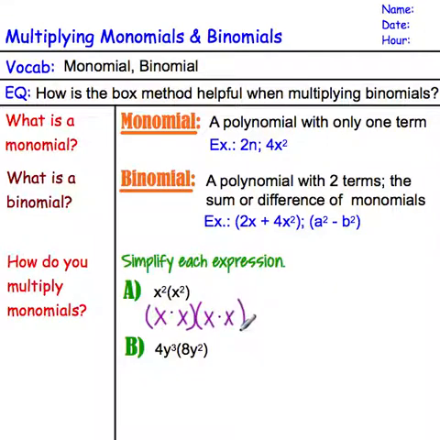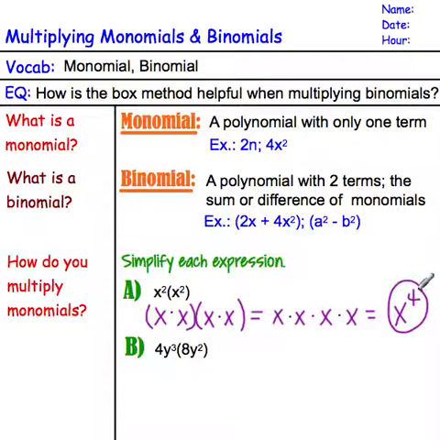And I only threw the parentheses in because I wanted to differentiate between the two monomials. But if you look here, this is really the same thing as saying x times x times x times x. But if we go ahead here and count, we have 4 x's, which means that my solution is x to the 4th.